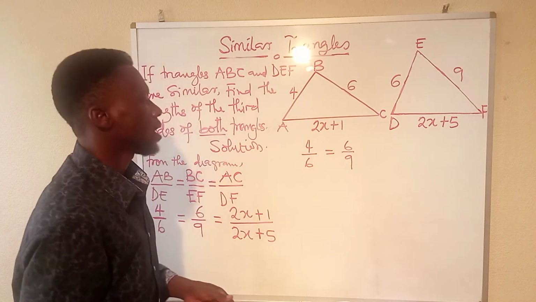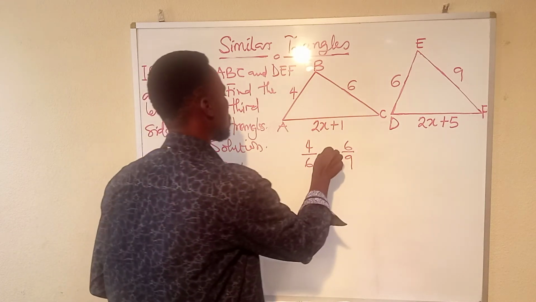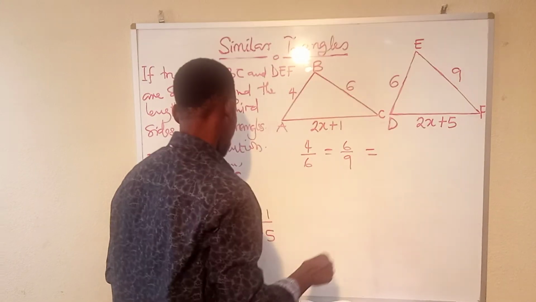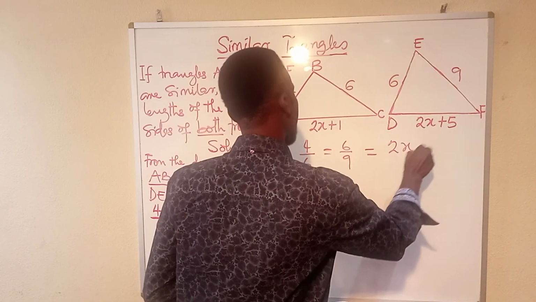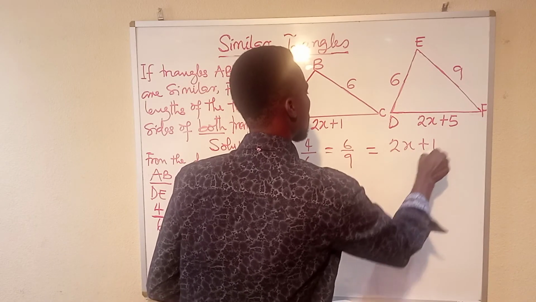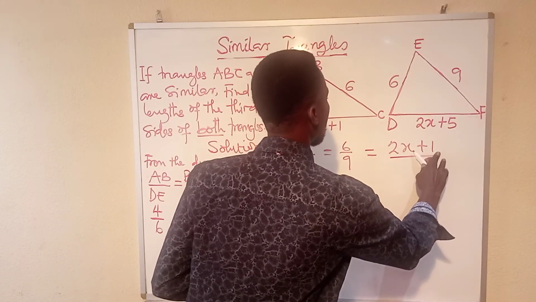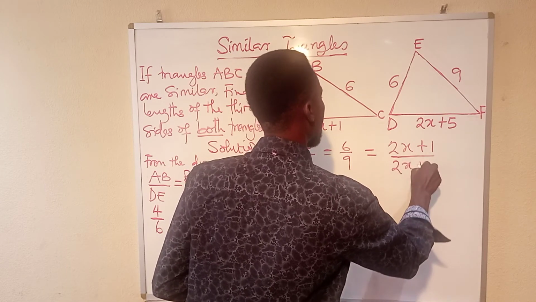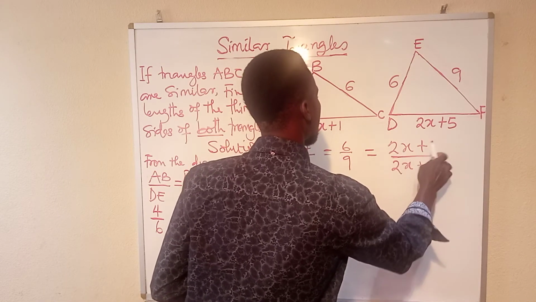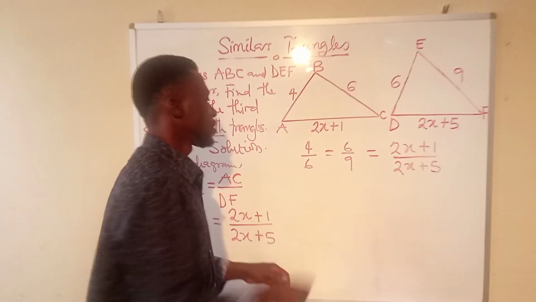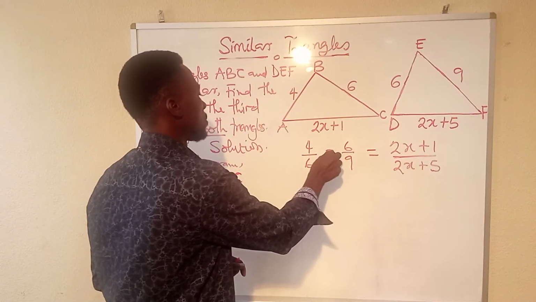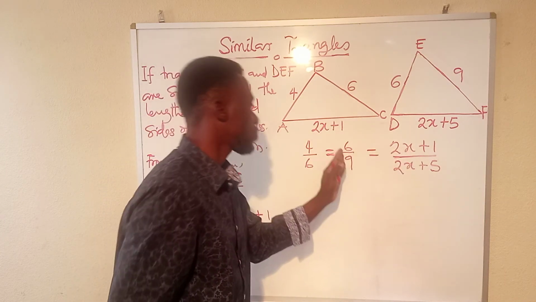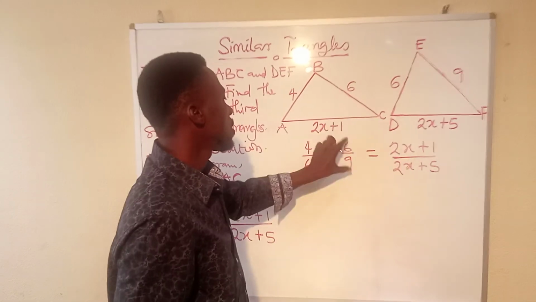And so these we have said are proportional to 2x plus 1 all over 2x plus 5. So this is what we have. So if 4 out of 6 is proportional to this, which is proportional to this, then it means this is the same as this.